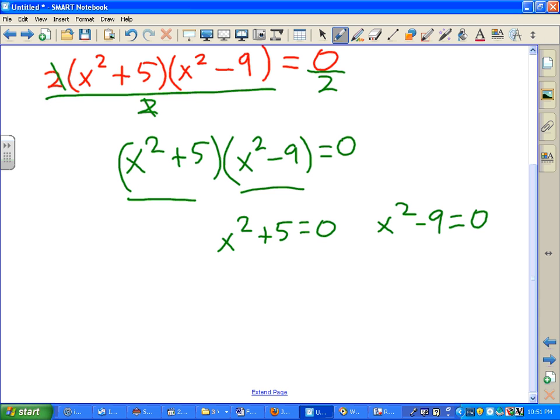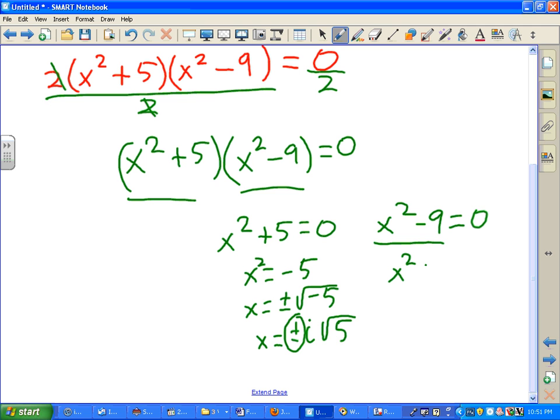And I solve. X squared equals negative 5. X equals plus or minus the square root of negative 5. So x equals plus or minus i root 5. There's 2 of my answers because it's plus and minus. Now let's solve this one. X squared equals 9. X equals plus or minus the square root of 9. So x equals plus or minus 3.